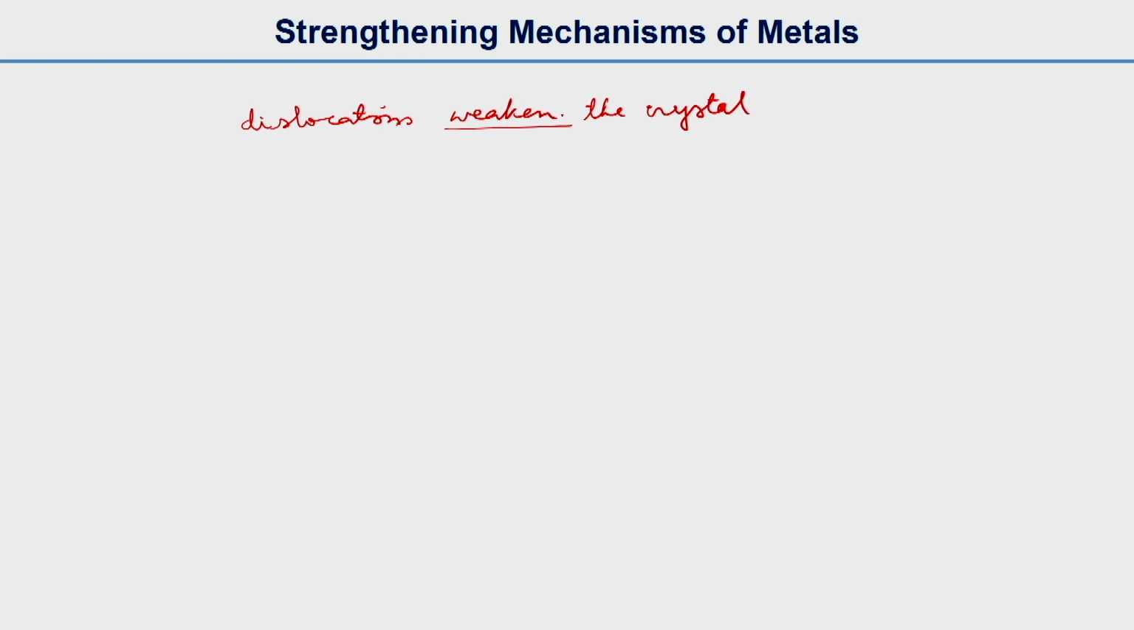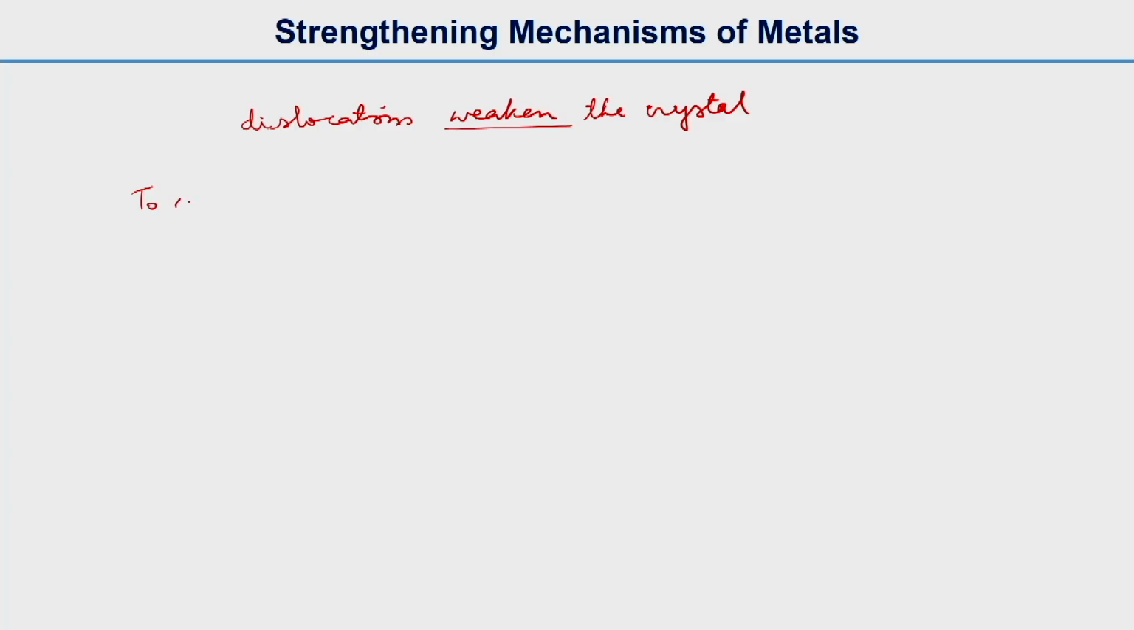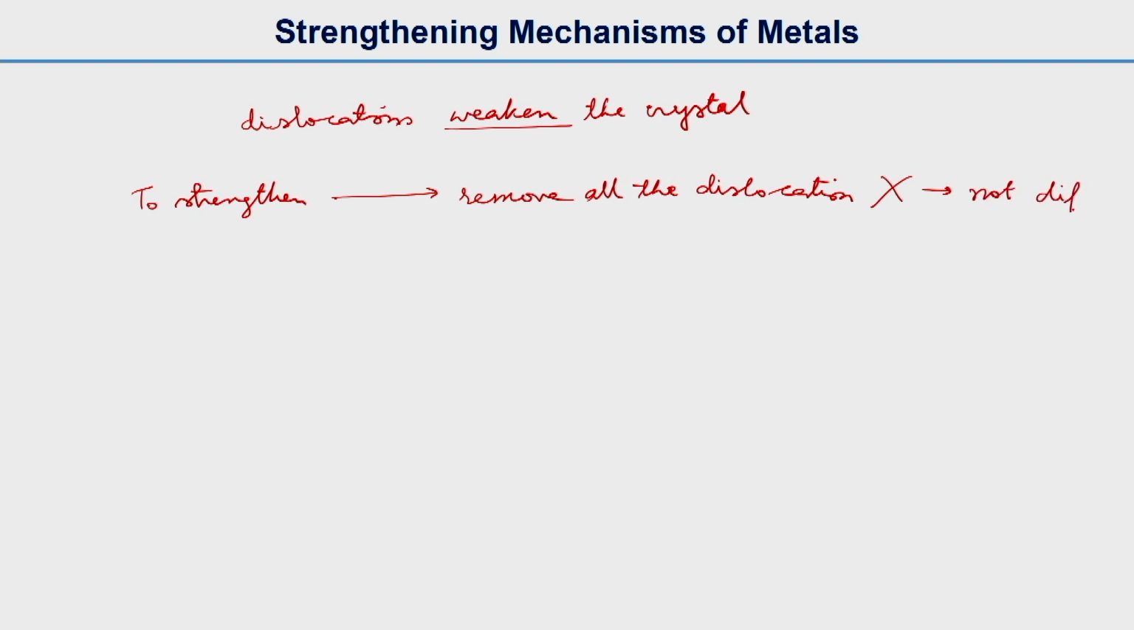As we discussed, if you have a perfect crystal without any dislocations, the strength of the material will be much higher than that of a crystal with dislocations. So to strengthen the material, first we can try to remove all the dislocations, so that we get the theoretical strength. That is, by the way, not possible. Actually it can be possible, but it is very difficult. You can probably make very small particles, we call them whiskers, which may have a perfect crystal without any dislocations.